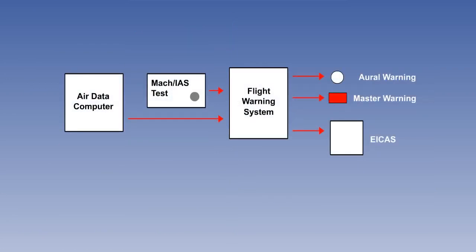The overspeed warning light obtains its input from the air data computers via the flight warning system. It has a test facility which can only be used on the ground and checks the oral warning. In the event of system failure, the crew receive no warning if the maximum speed is exceeded.